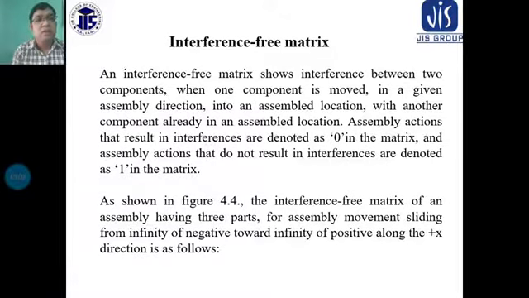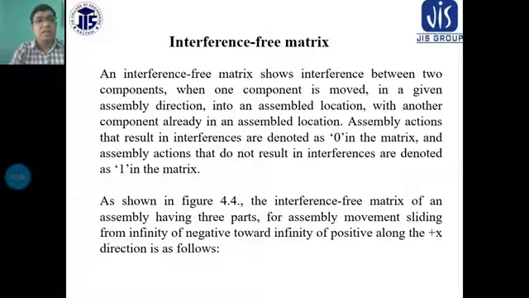The interference-free matrix. An interference-free matrix shows interference between two components when one component is moved in a given assembly direction into an assembly location with another component already in an assembled location. Suppose you have two components that are required to be assembled. One component moves in some direction, and the other component is already put in the assembled position. Otherwise you cannot start assembling, because every component has to be assembled one by one.